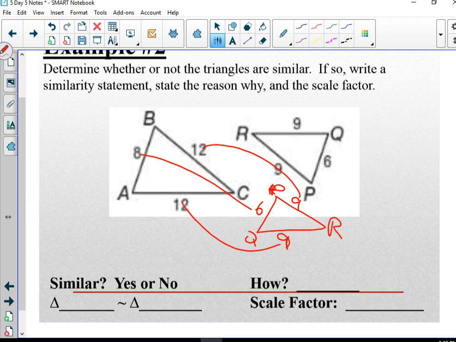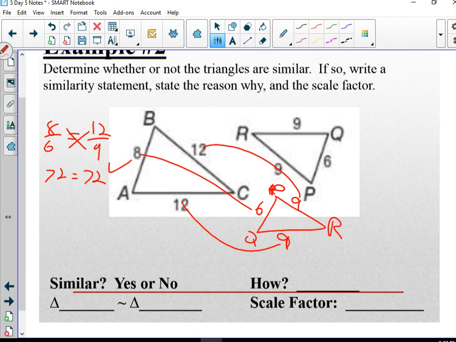So we just have to prove if 8 to 6 is the same as 12 to 9. If it is, we're good. Now we have two choices here, remember. We can turn these into decimals, 8 divided by 6, 12 divided by 9. Or we can cross multiply. And we get 72 equals 72, which is the fact.